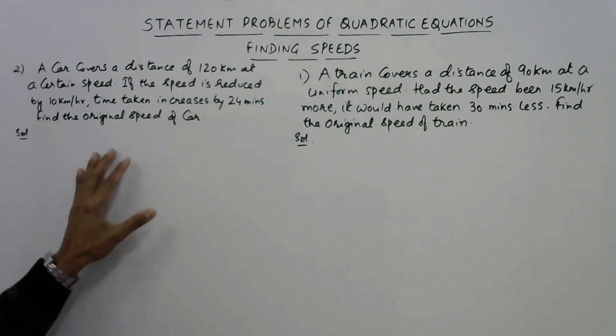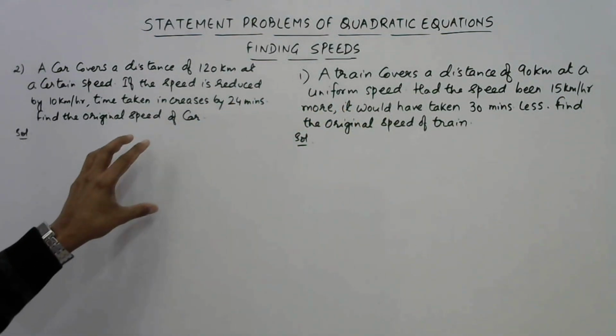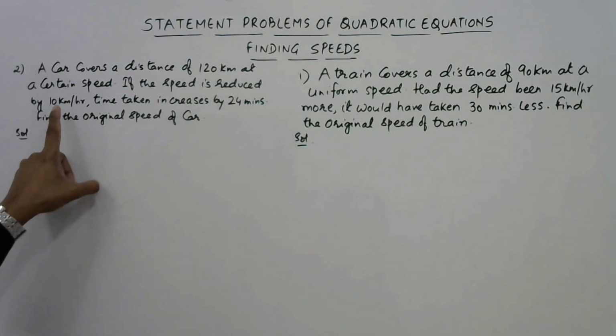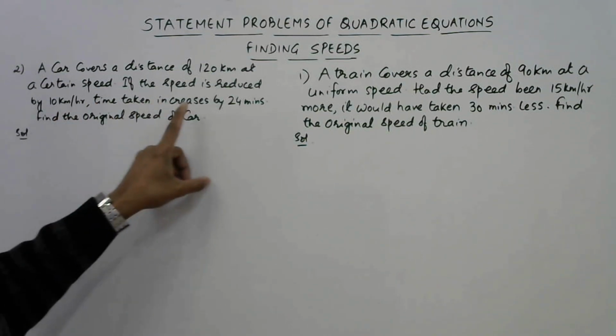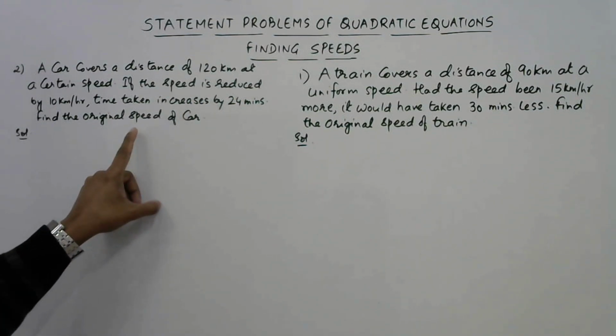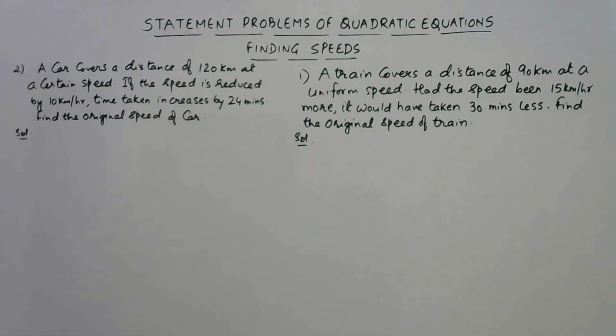Likewise, the second question which I am going to take up is similar to this one. The only difference is that here the speed is reduced by a particular amount, that is 10 km per hour. Obviously, when you reduce the speed, time will be more. So time taken is increasing by 24 minutes here. So you need to again find the original speed of the vehicle. So let's see how these questions are solved.